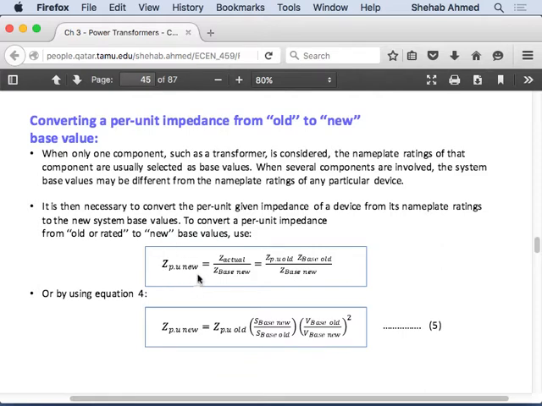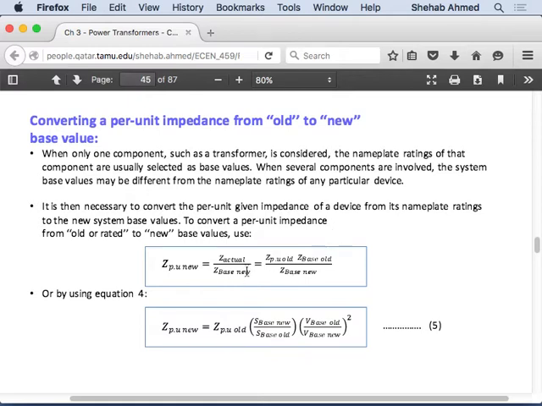It means the new base value is equal to what? It's equal to the actual value, of course. The definition of per unit will not change. The per unit will be actual value over base value. But which base value? A new base value now. A new base value different than the equipment's rated base values.